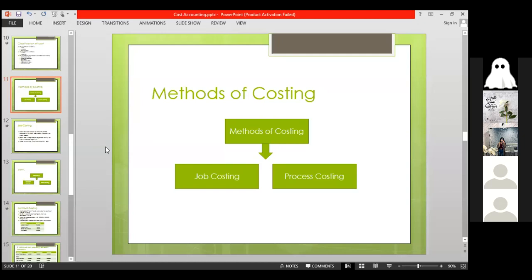Methods of costing. Okay, hope everyone is back from the break. So as we discussed yesterday, costing can be of 2 or 3 types. What I mentioned yesterday was there is production costing, then there is contract costing, then there is service costing. Those are the three major criteria. The methods seen here, that is job costing and process costing, are sub methods of production based costing.